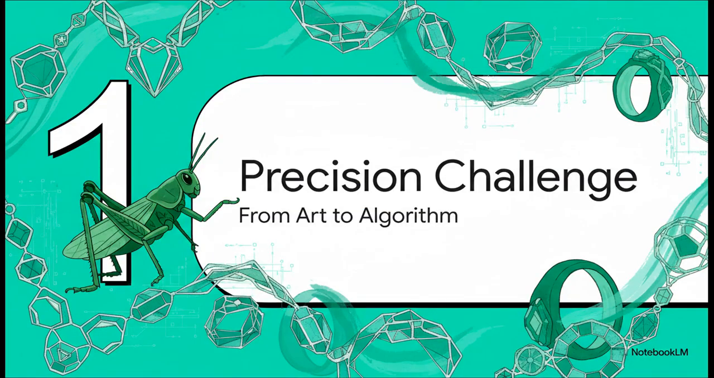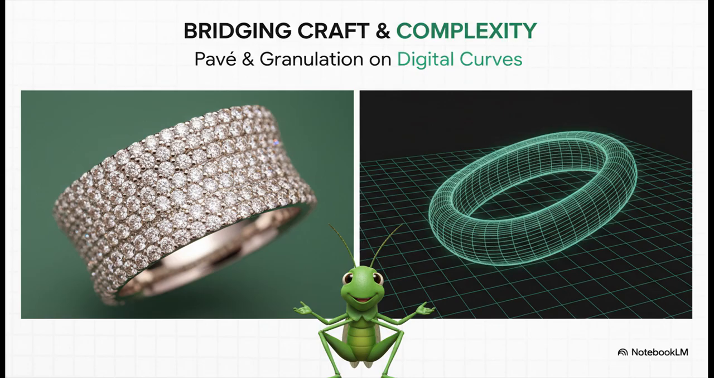To answer that, we've got to first really get a handle on this precision challenge. It's all about making that leap from pure art to a functional algorithm. I mean, think about classic techniques like pavé, where a surface is literally paved with gems, or granulation, where you have hundreds of tiny little metal beads that have to line up perfectly. Traditionally, that's the job of a master craftsman with an incredibly steady hand. Now, trying to get that same level of perfection onto a digital curve, that is the challenge.